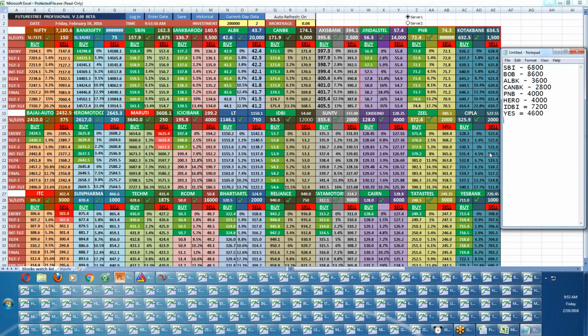And let's take Reliance. Reliance is 943.20 is your entry. That's around 5 rupees 60 paise, into 500 is your lot size. So that's around 2,800 rupees.